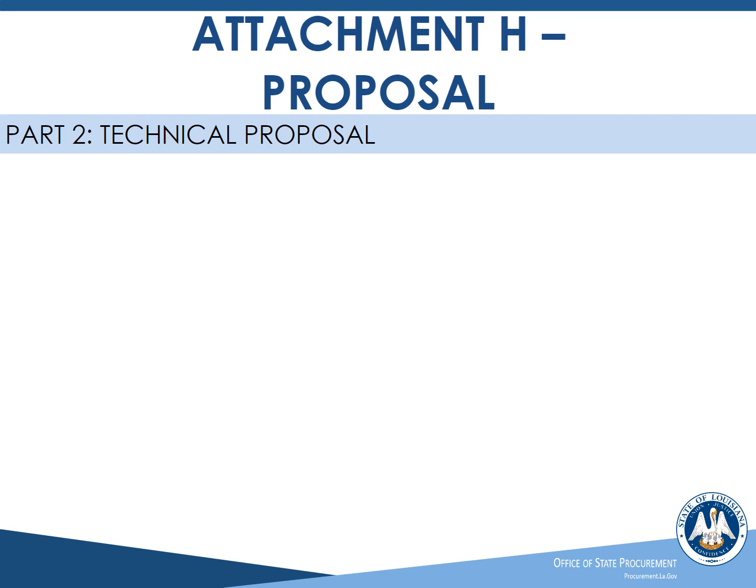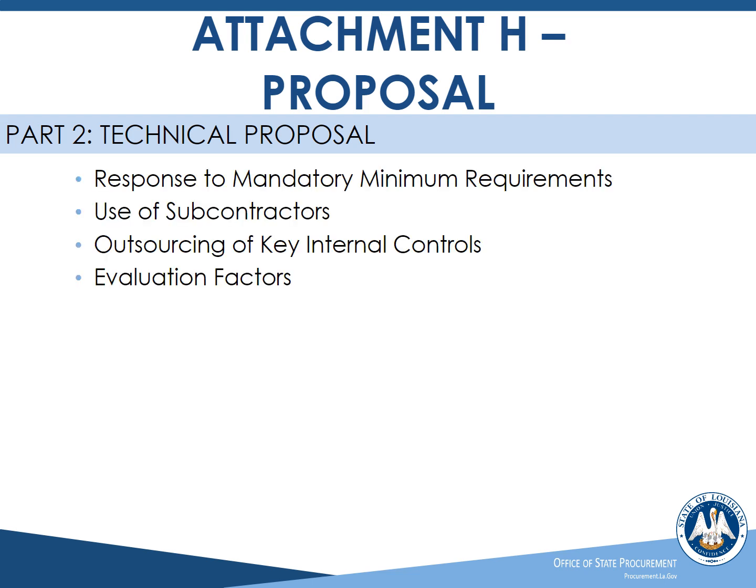Part 2 is the Technical Proposal. This part is broken down into multiple subparts: response to mandatory minimum requirements, use of subcontractors, outsourcing of key internal controls, and evaluation factors. These subparts are subject to change depending on the RFP. Examples of evaluation factors are approach and methodology, company background and experience, and proposed staff qualifications. This is where the proposer questionnaire questions will be added.